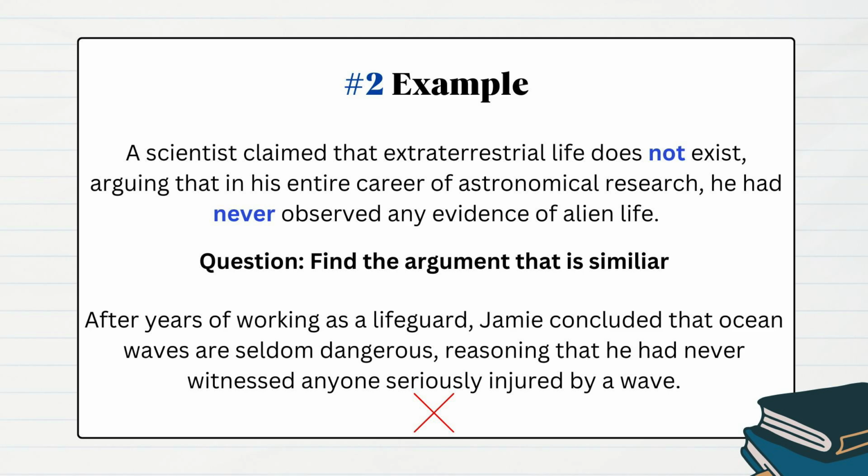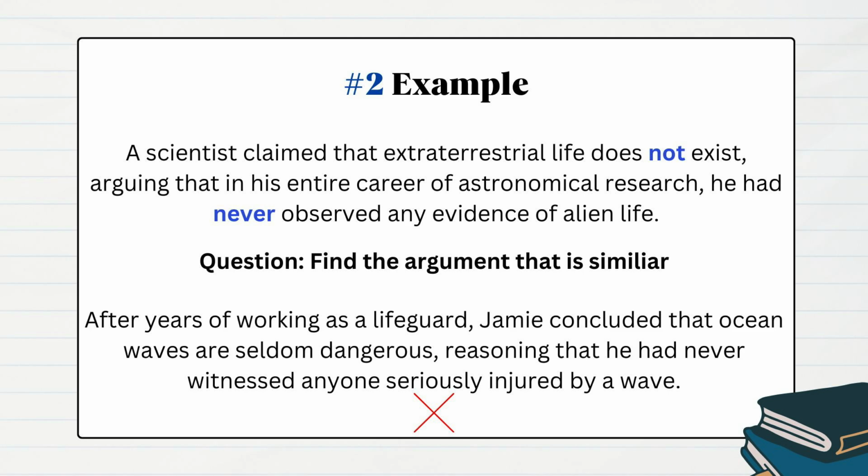A scientist claimed that extraterrestrial life does not exist, arguing that in his entire career of astronomical research, he had never observed any evidence of alien life. So in this case, we could see two quantifiers, the not and never. And if we reduce this argument, even though it's pretty simple, into something even simpler, it basically states these aliens do not exist. Why? Because they've never been observed. So we want to cover this not and never.